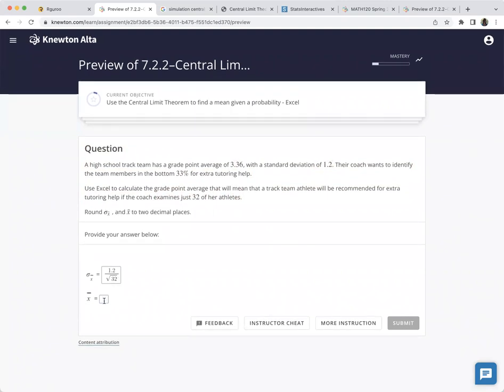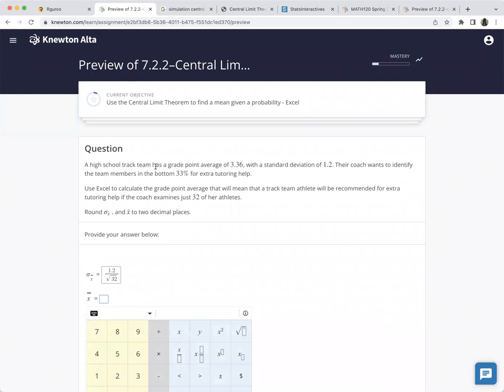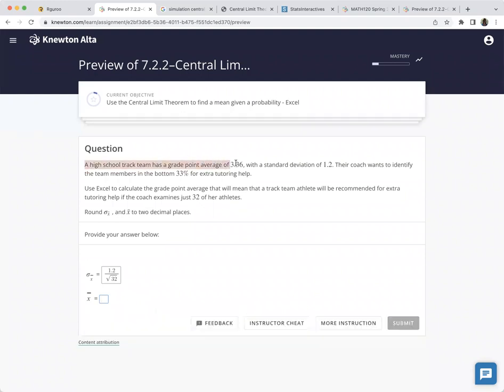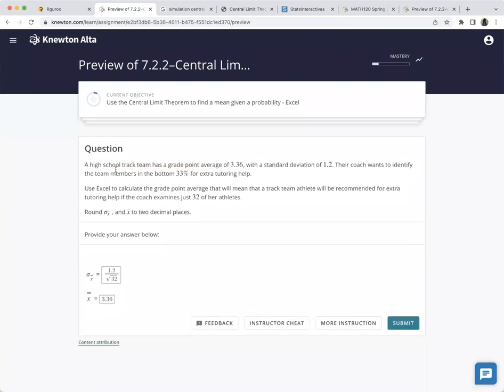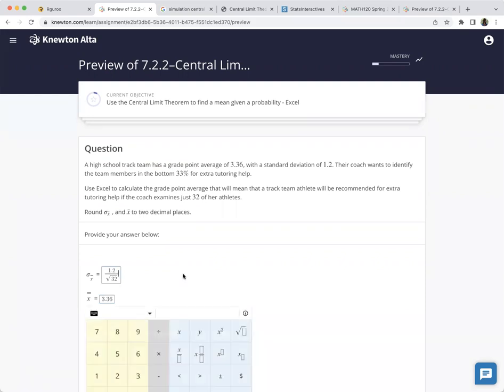Because that's the number of students that are being examined. I don't know if it's going to like it like that, but I'm going to leave it like that for now. And then the average GPA is 3.36. So according to the central limit theorem, the mean of the population and the mean of the distribution is the same. And this is the mean, and then the standard deviation, right? Let's see if it takes it like that.